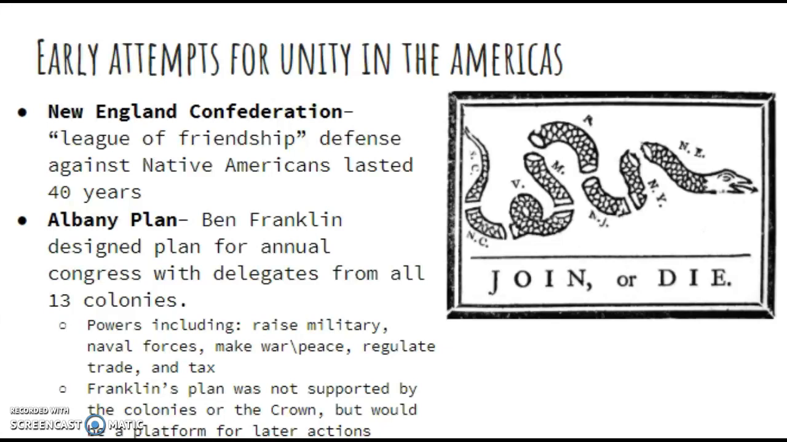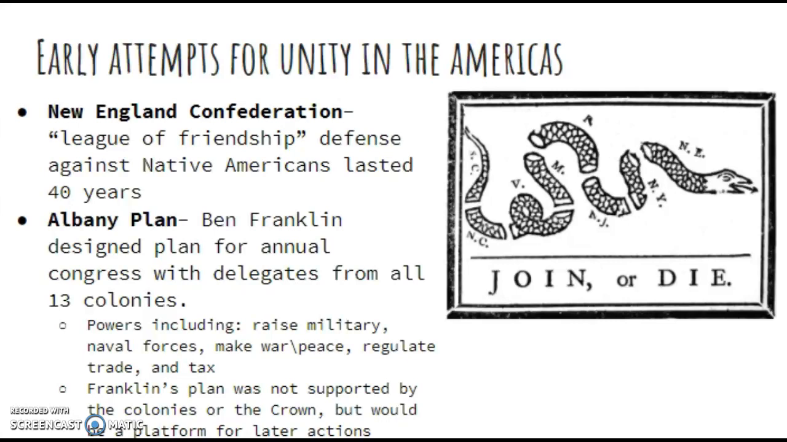Albany Plan. Ben Franklin designed the plan for annual Congress with delegates from all 13 colonies. Some of the powers that were included: raising military, naval forces, making war or peace, regulating trade and tax. Franklin's plan was not supported by the colonies or the Crown, but would later be a platform for later actions.